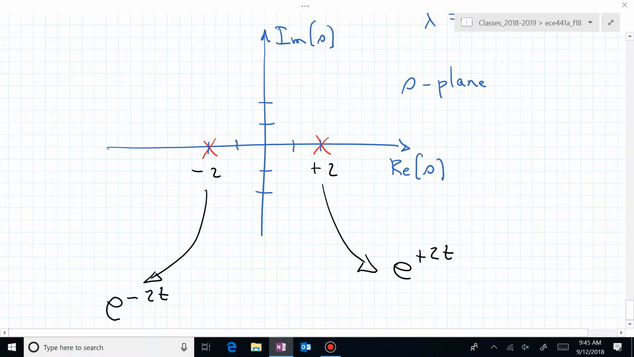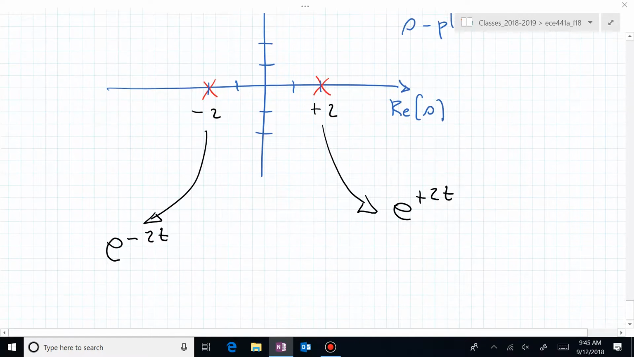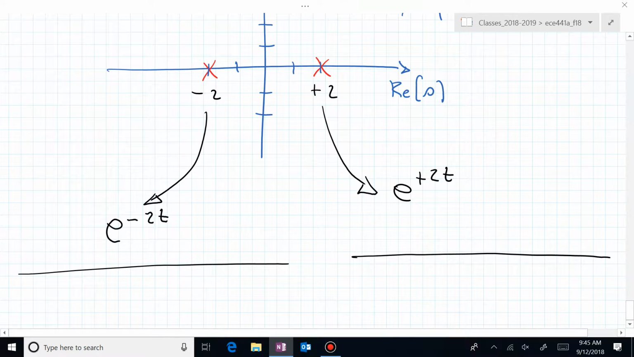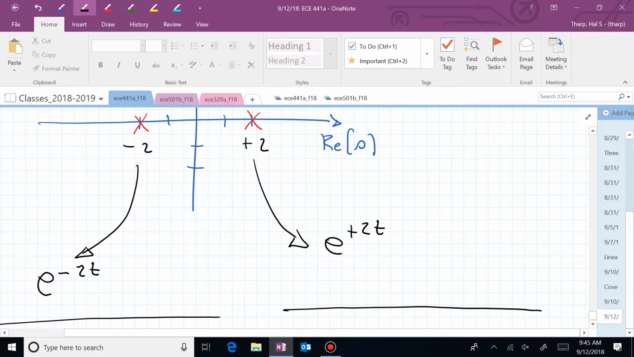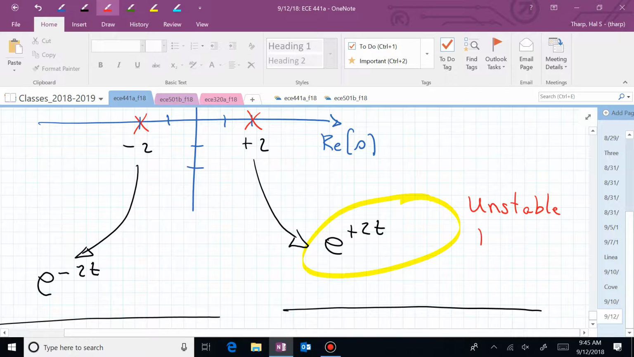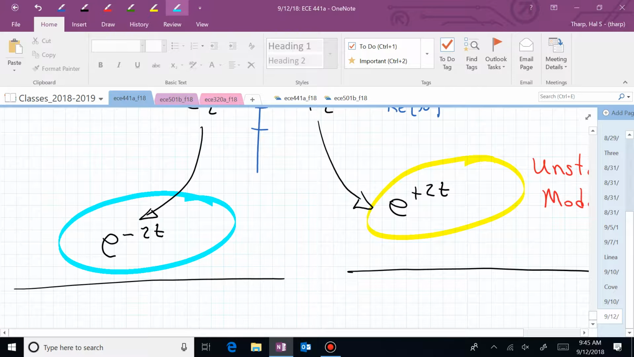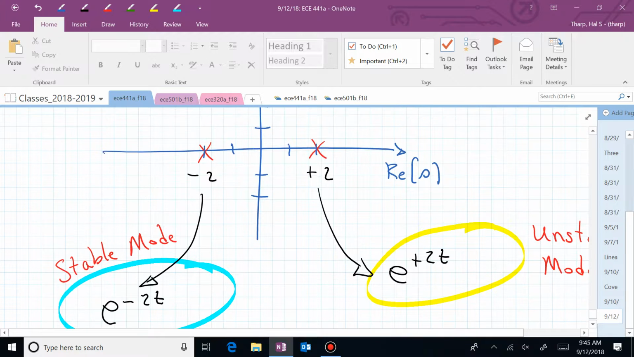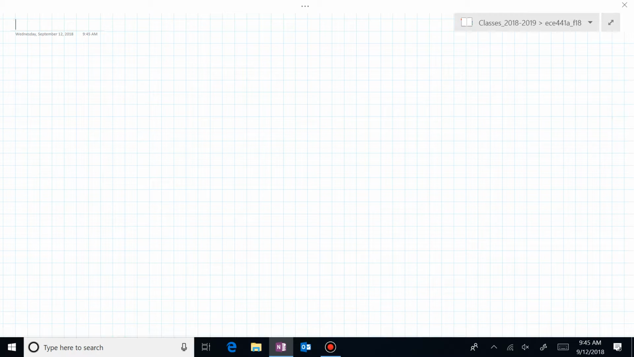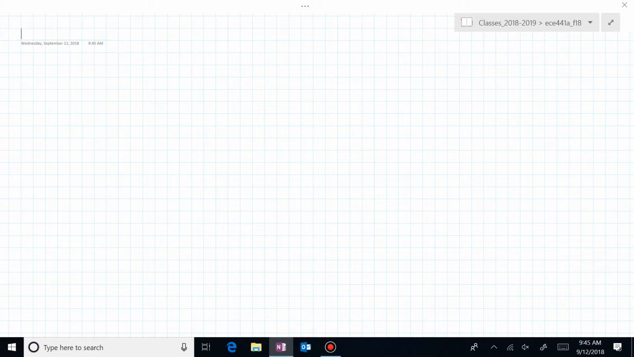All right, any questions on linearization? Do you see which one? This is now the unstable mode, and this one is the stable mode.